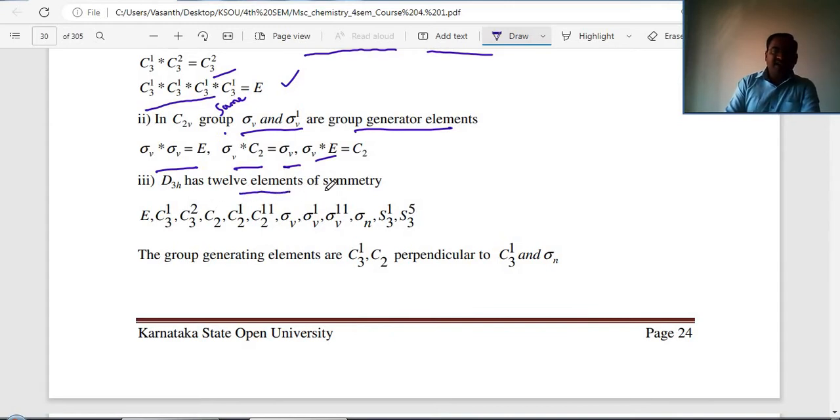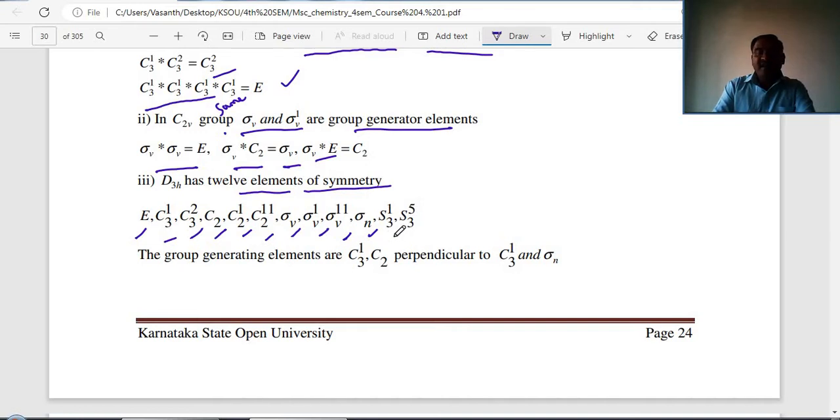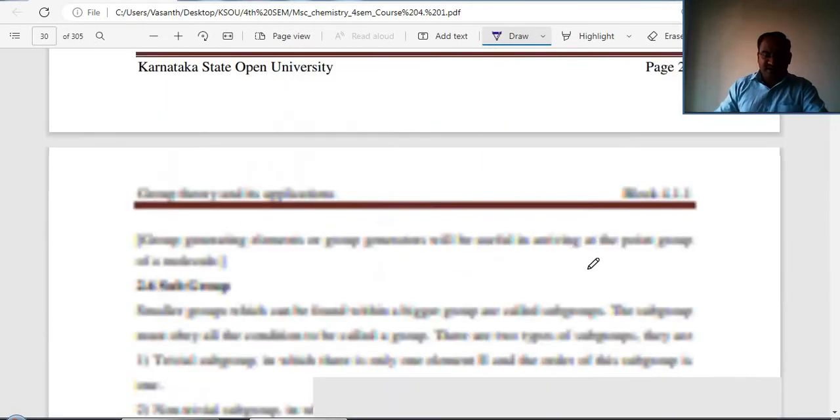D3H has 12 elements of symmetry. What are those 12 elements? E, C3 dash, C3 squared, C2, C2 dash, C2 double dash, sigma V dash, sigma V double dash, sigma H, next S3 dash and S3 five. These 12 elements belong to D3H. The group generating elements are C3 dash, C2 perpendicular to C3 dash, and sigma H.